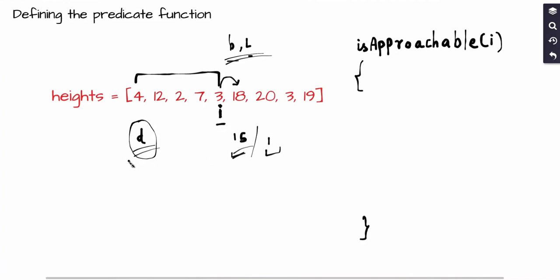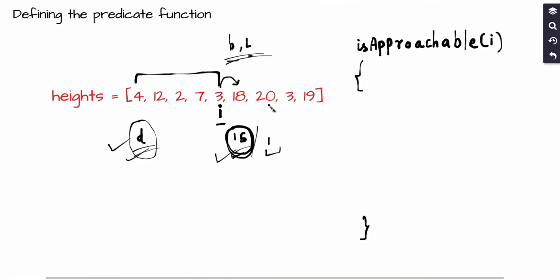And if this difference D is greater than the number of bricks, then it is optimal to use the ladder at this position and bricks for this position, because in that choice I will consume fewer bricks. So at the end of the day, I'm just optimizing the number of bricks which I use till any index I. So that's my target.